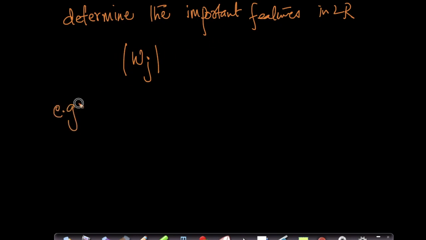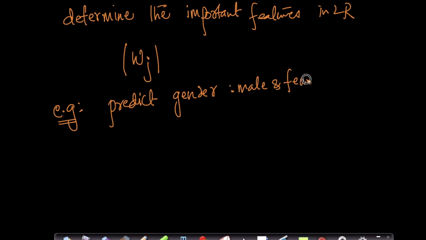The example I'll use is, imagine I'm given a bunch of features and I want to predict the gender. My genders are male and female. Let me just say that male is positive label, female is negative label. You can choose it the other way around, that's perfectly all right. So when you train a model, let's assume I have a feature which is hair length.